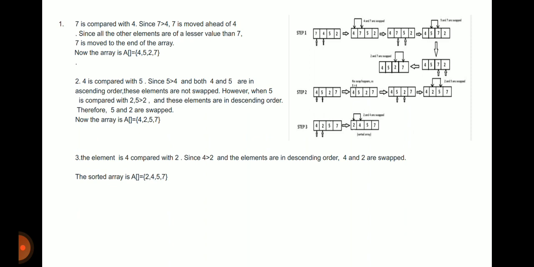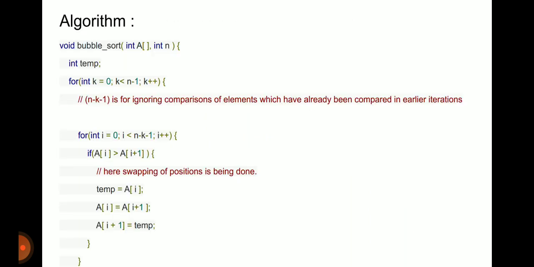In third step, the element 4 is compared with 2. Since 4 is greater than 2 and the elements are in descending order, 4 and 2 are swapped. The sorted array will become 2, 4, 5 and 7.